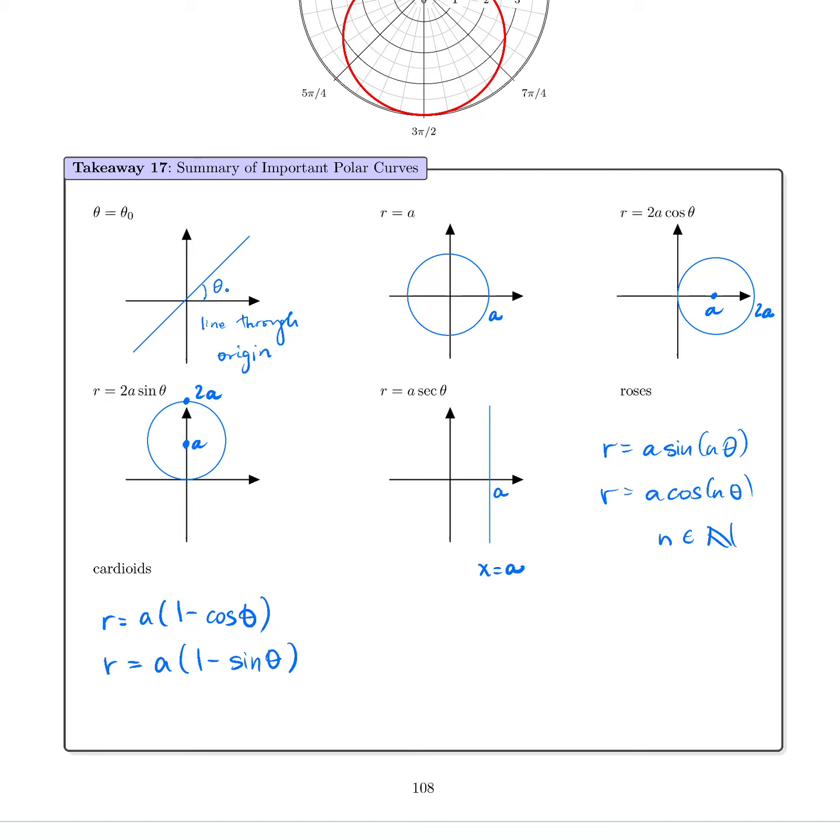That's the end of polar curves. In the next video, we're going to start using polar coordinates to evaluate double integrals.